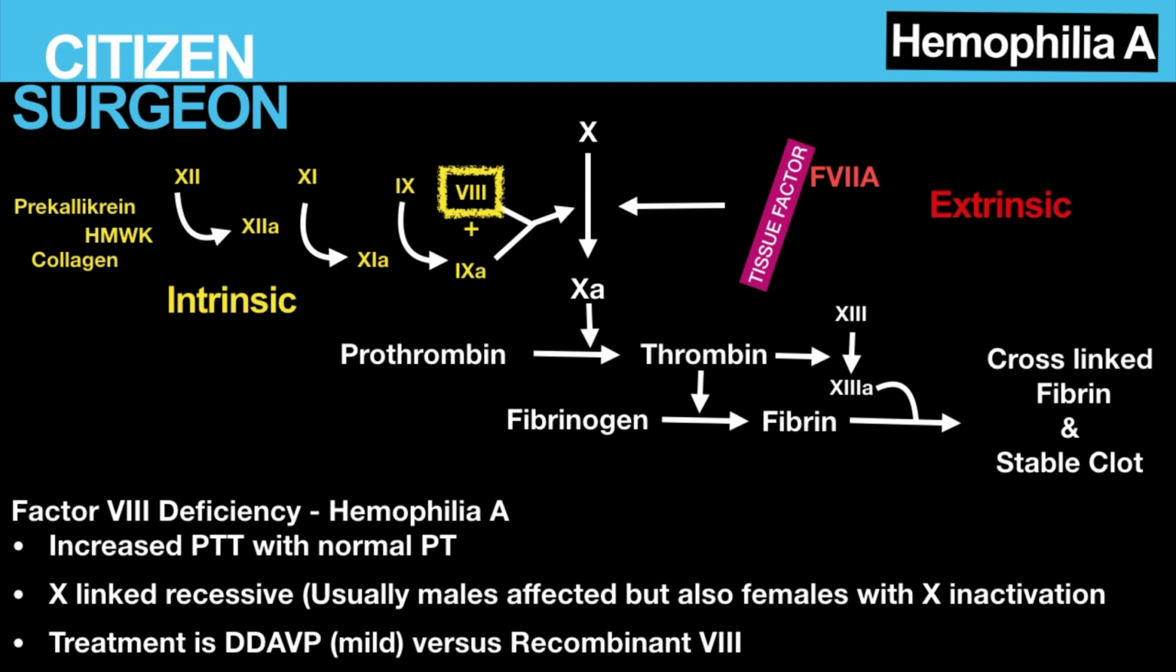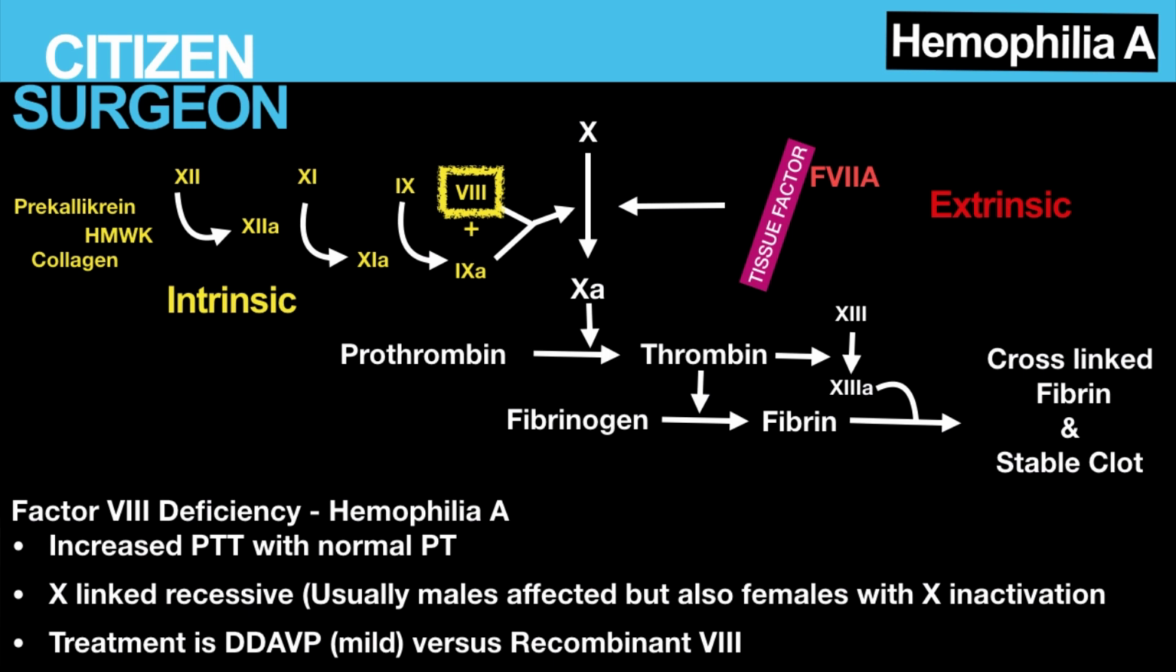Now for the treatment, these patients in the mild form can have DDAVP. Remember, DDAVP or arginine vasopressin is going to stimulate the release of those Weibel-Palade bodies, and that's going to give you more von Willebrand's factor and factor VIII. In the more severe form, you're going to have to give recombinant factor VIII both preoperatively and postoperatively, sometimes for a week or a couple of weeks, to make sure that there's no bleeding.